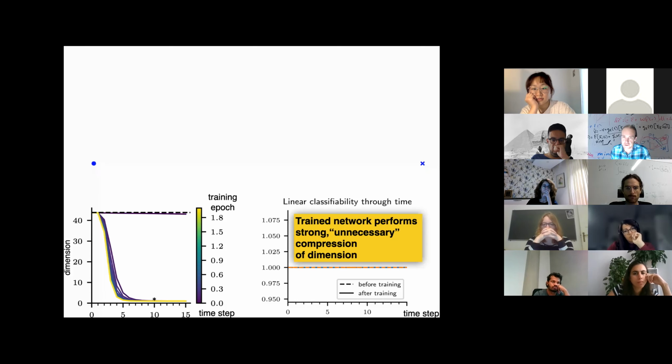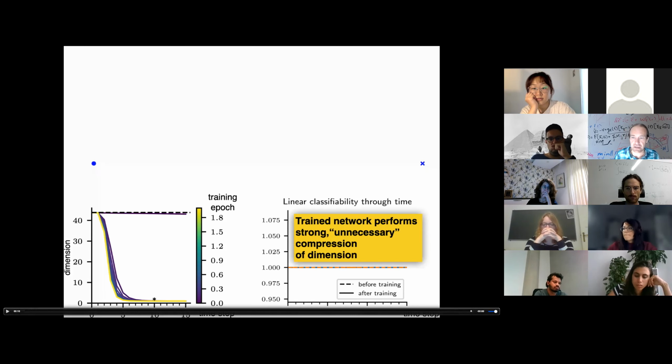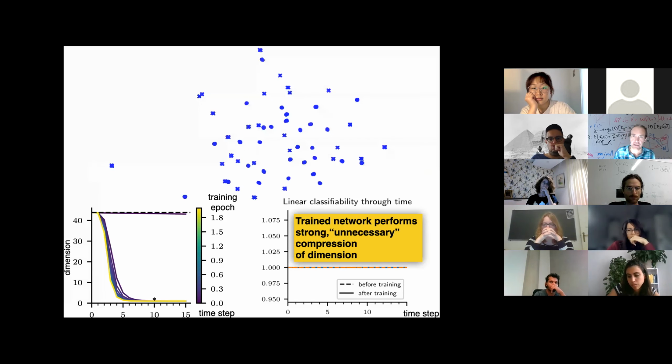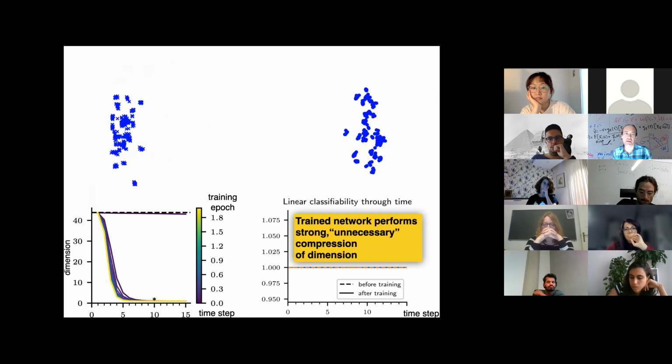So this is my yellow summary. Trained neural networks seem to produce a very strong compression of dimension, and I call this unnecessary because it is an unnecessary compression of dimension from the perspective of learning how to classify the data with which the network is presented. It is not at all apparent in the loss function or in the structure of the network, and therefore it's interesting. I want to emphasize that here we had an extreme form of this compression, where the neural network squashed all the Rabas and all the Erics into a point.